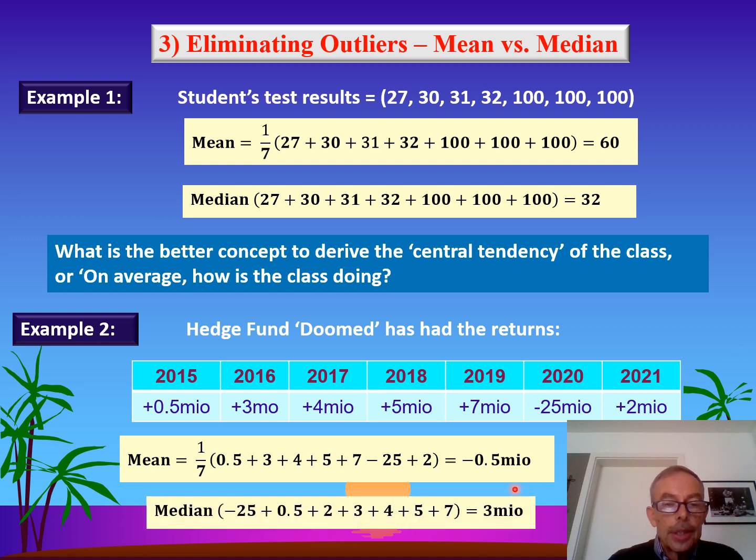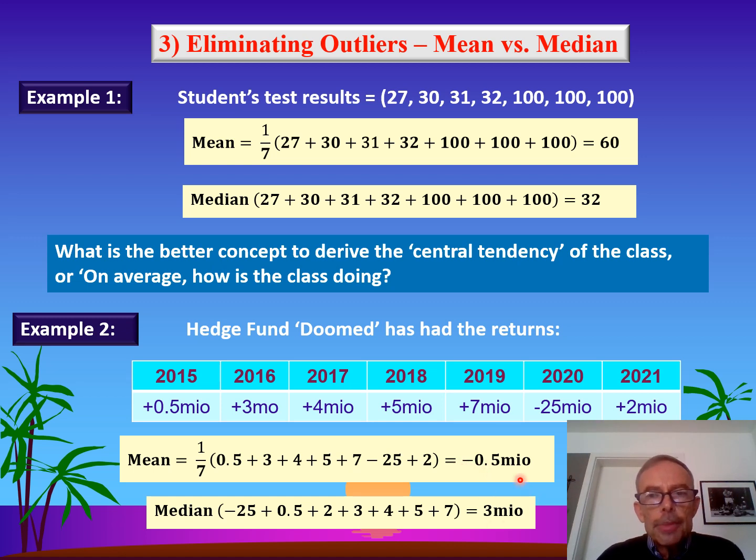However, if we calculate the median, we ignore this outlier here, right? And the median here, so the middle value of these ordered time series, is 3. So if you tell the investor, well, on average each year you made $3 million, that is very misleading, because on average the investor didn't make $3 million per year, it lost $500,000.